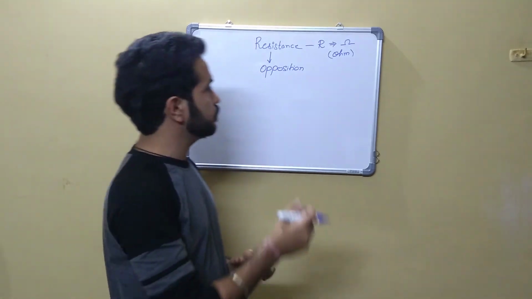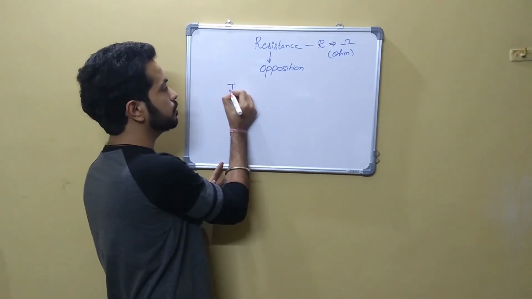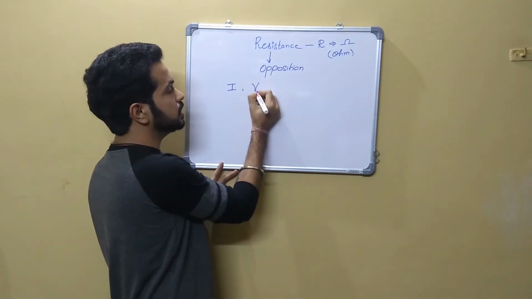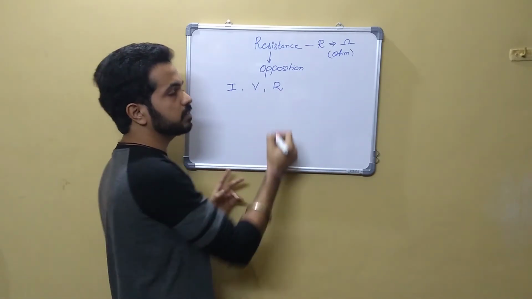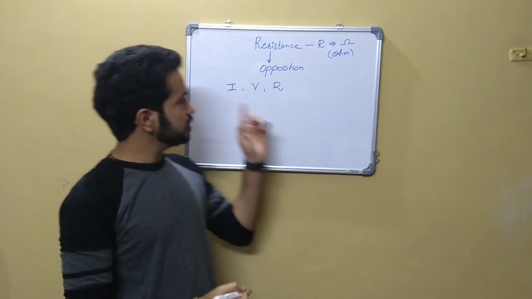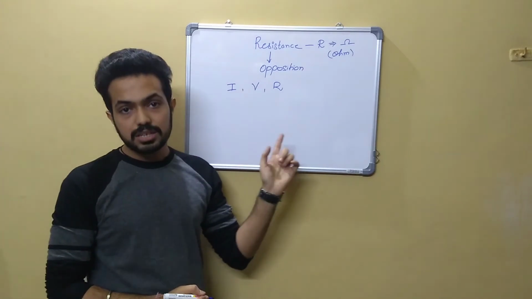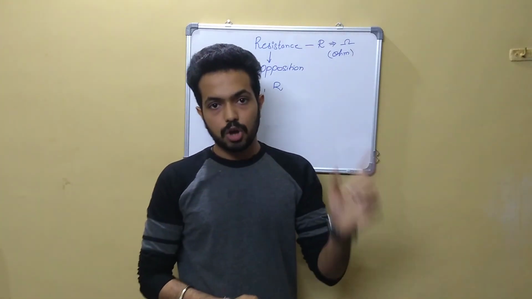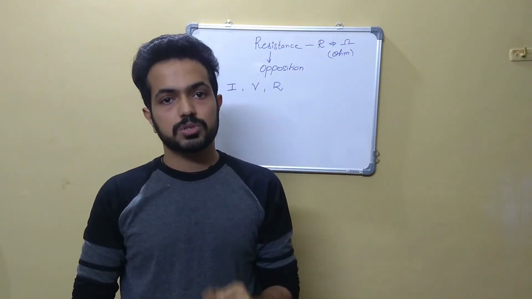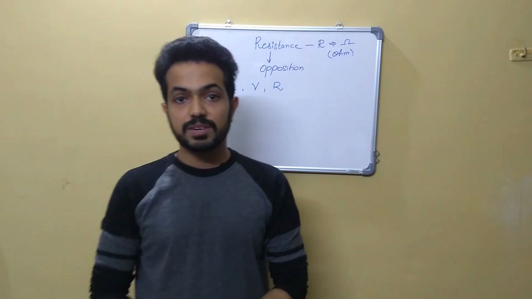So far we have talked about current I, potential difference V, and resistance R. All these three parameters are closely related to each other, and there is a law which relates them together called Ohm's law. So we'll talk about Ohm's law in our next video.